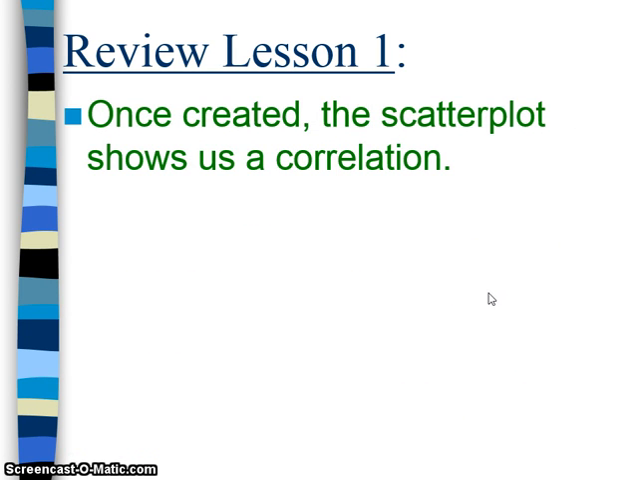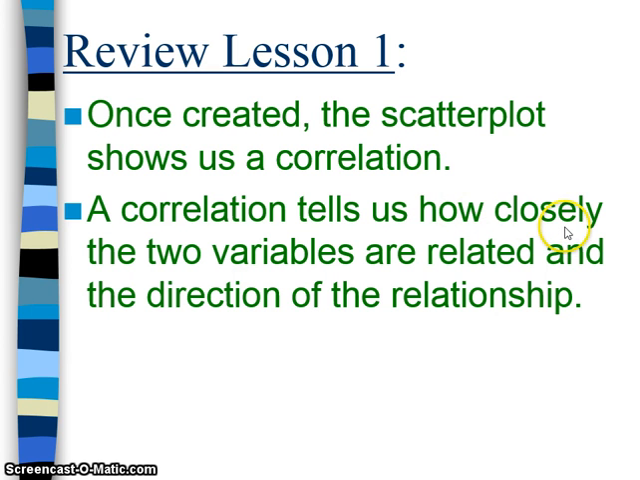In Lesson 1, we also learned to create a scatter plot, and we also learned that once it is created, it shows us a correlation. A correlation tells us how closely the two variables are related and the direction of the relationship. Do they increase and decrease together? Does one increase when the other decreases, or is there no relationship between the two variables? It also tells us how closely they're related by describing it as a strong relationship or a weak relationship.